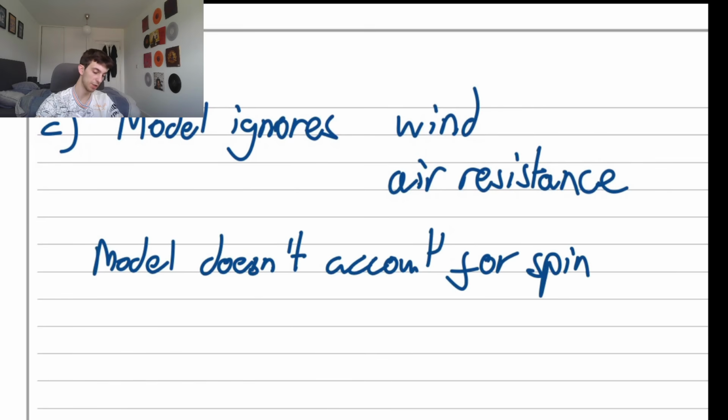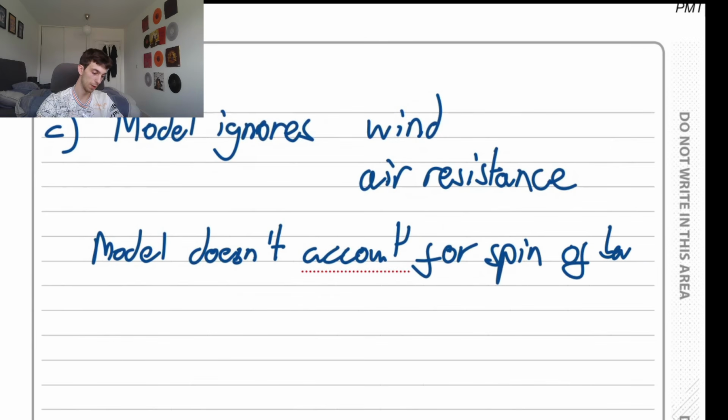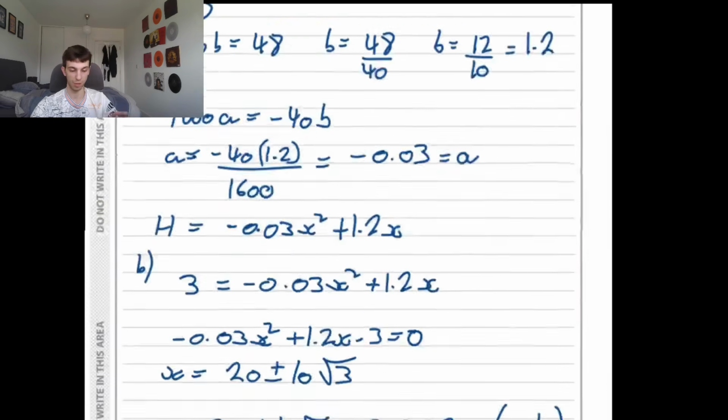So these are just some things that you could say. Any one of these things would get you the mark. Doesn't account for spin of ball. So each of these things would be okay. 1, 2, or 3 all would get you the marks that you need for this question. And that is question 8.